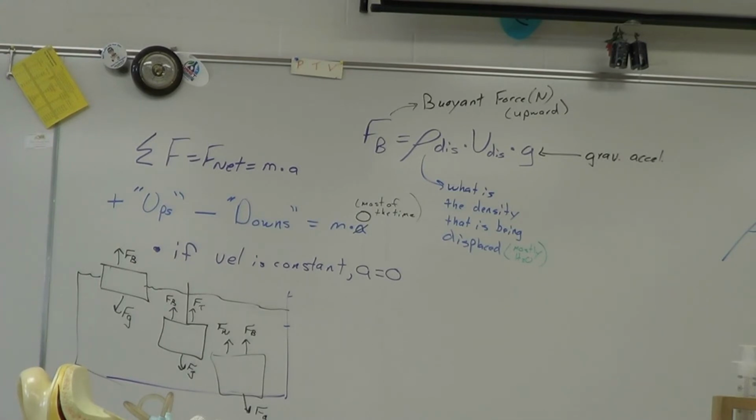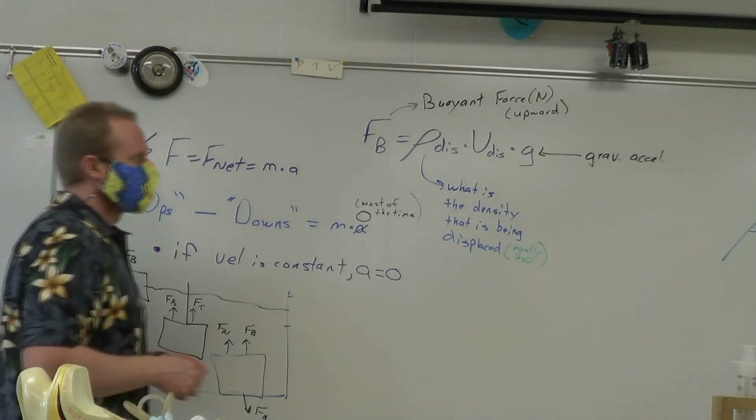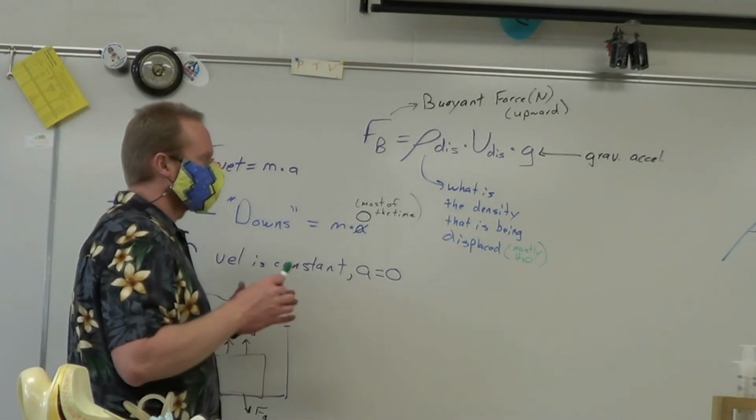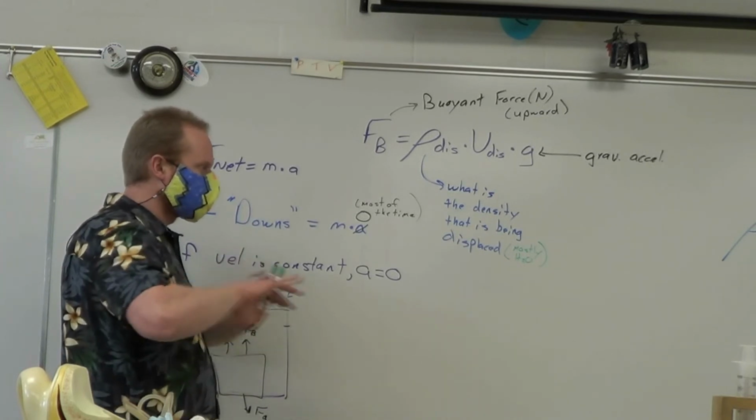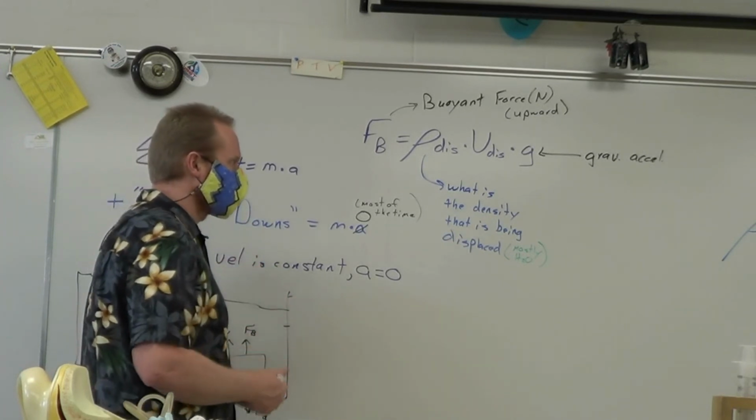But most of the time, what's getting pushed out of the way when you put something in water is the water. If I were to put a piece of wood in salt water, then I'd have to use the density of salt water. If I put it in fresh water, I'd have to put the density of fresh water. So that's what that's really looking at. What is the density that is being displaced? What's getting pushed out of the way? Most of the time, that's going to be water.